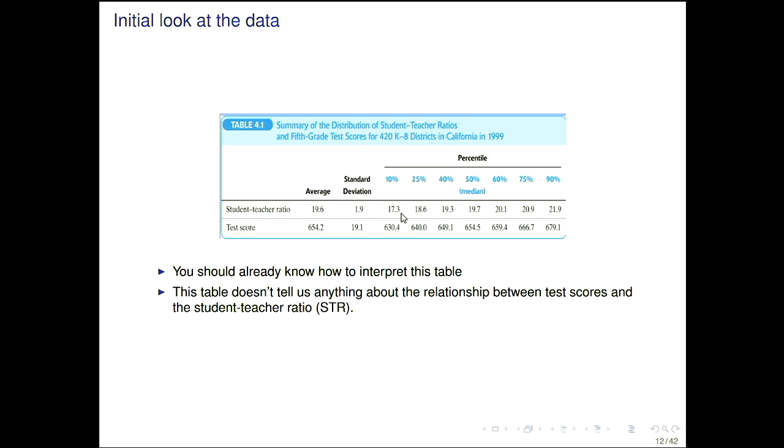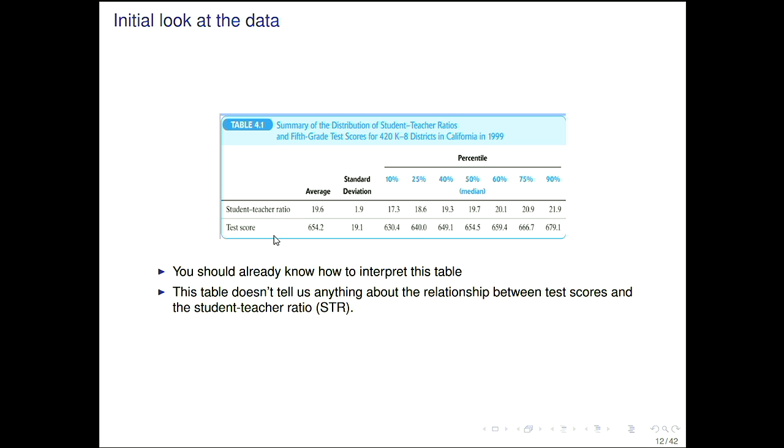We want to have a better idea about the distribution of those variables, so we have percentiles. You should know how to read these percentiles. For example, 10% means 10% of districts have less than 17.3. So 10% of school districts have class size less than 17.3. Similarly, the way to read this number is 25% of school districts have average test score smaller than 640. This way, we can have some rough idea about the distribution of each variable.